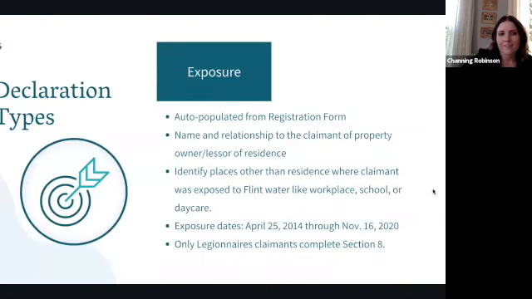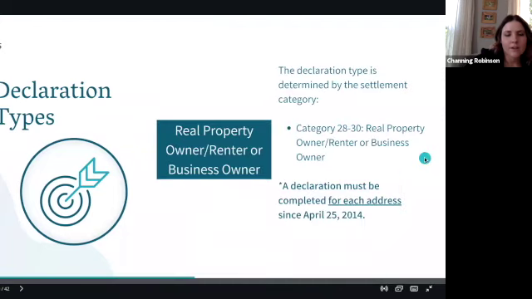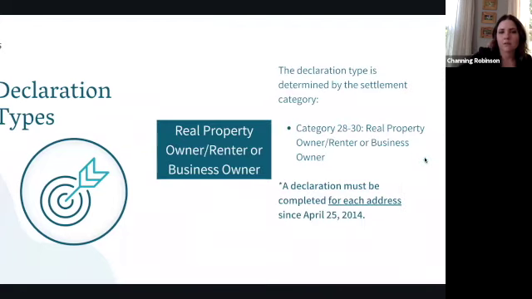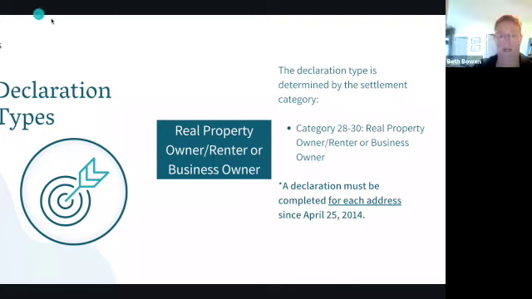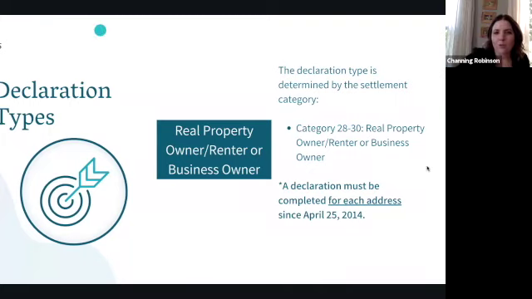Okay, and the next type of declaration, I think we can skip this, Beth. So okay, the next type of declaration is the real property owner / renter and or business owner.